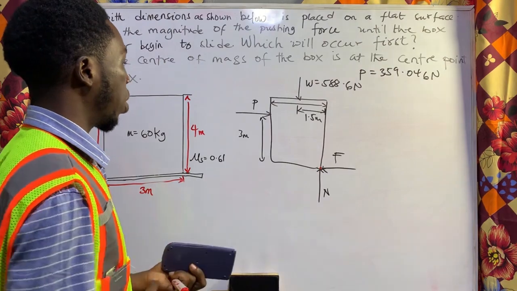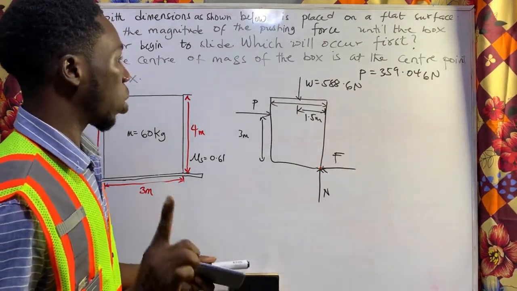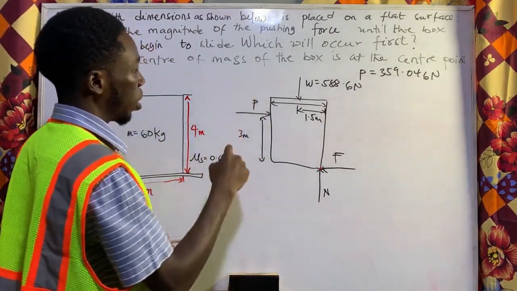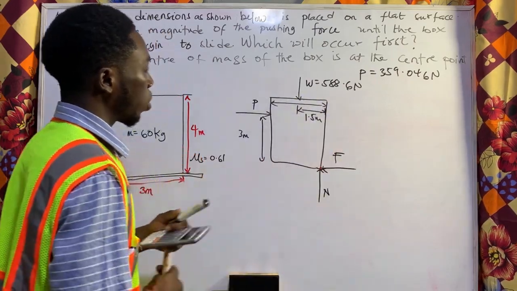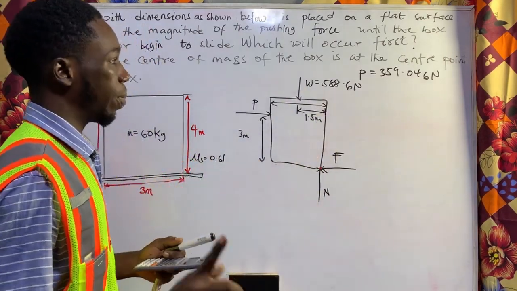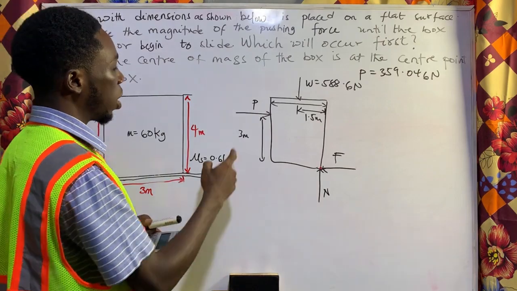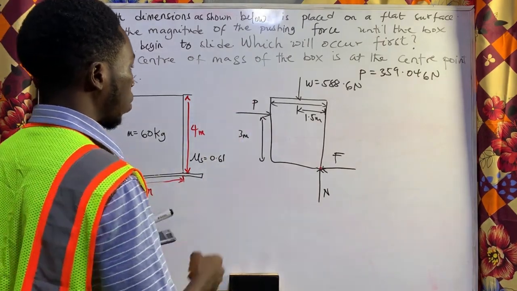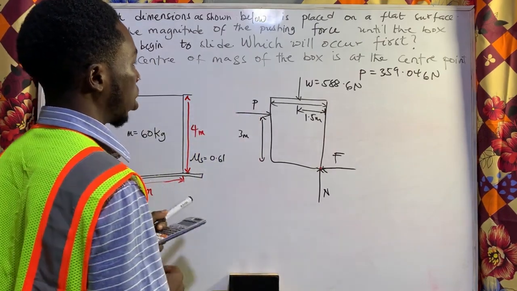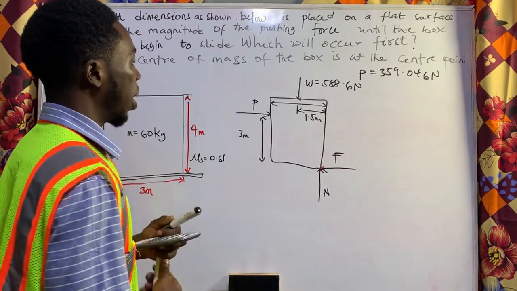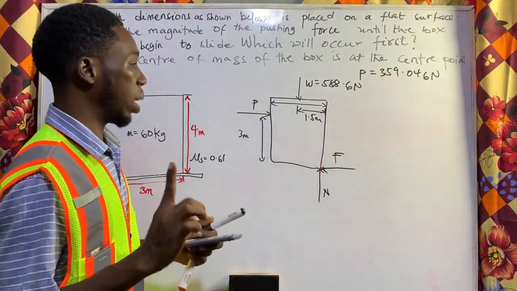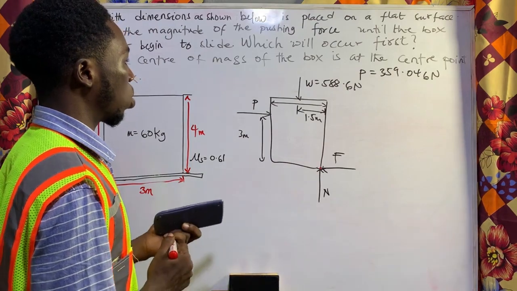Okay, the reason why we are doing this is because tipping will begin to occur the moment that the moment caused by this pushing force is equal to the moment caused by the weight force. So as soon as the moment caused by this pushing force is equal to the moment caused by the weight force, that means tipping is about to occur. So to determine this value of P here, we are going to calculate the moment caused by this P and equate it to the maximum moment caused by the weight force there. Then we solve for the value of P, and that P value will be the minimum value that we need in order for tipping to begin to occur.